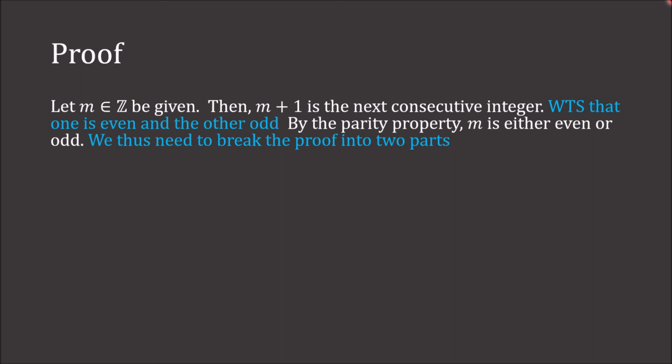So let n be an integer that is given. Then the next consecutive integer would simply be n plus 1. We now want to show that one is even and the other is odd. So by parity property, n is either even or odd. So this proof must be broken into two parts. We will first assume that n is even, and of course have to show that n plus 1 is odd. Then we will assume that n is odd, and show that n plus 1 is even.